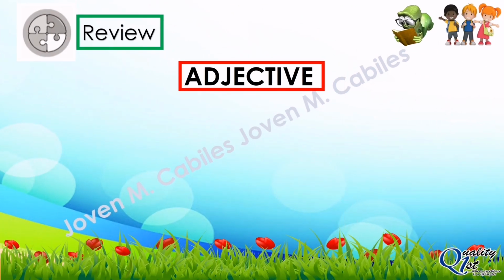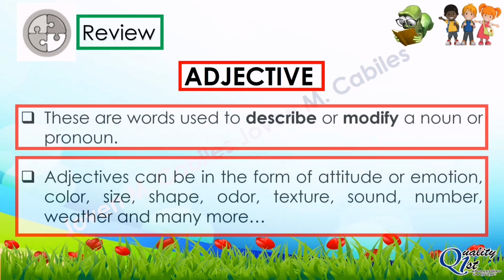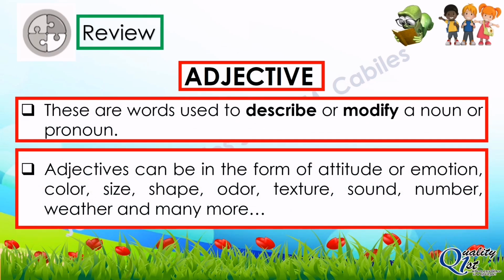But before that, let's have a short review of the word adjective. When we say adjective, these are words used to describe or modify a noun or a pronoun. Now, adjectives can be in the form of attitude or emotion, color, size, shape, odor, texture, sound, number, weather, and many more.